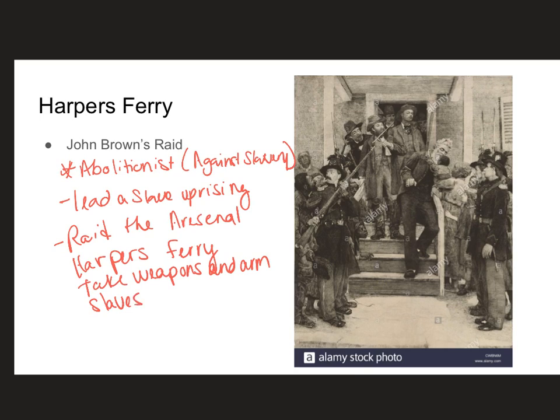This did not go well. Eventually, John Brown was caught. He was tried for treason and hung. And this is a stock photograph before he was hung, and you can see right here they've got him kissing a baby. It looks like probably a slave baby if I had to guess, as a recreation of what probably happened on that day.